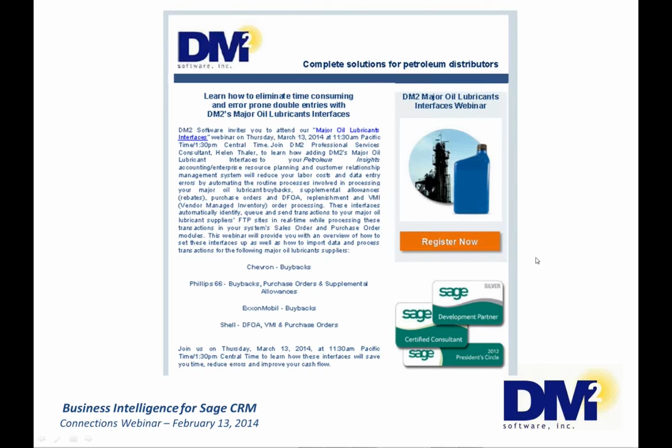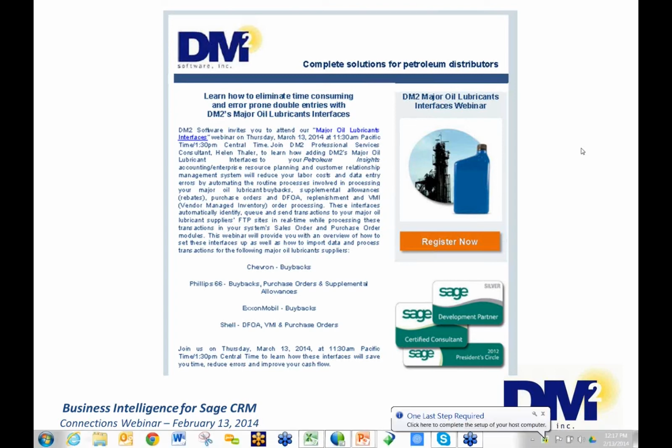Next month on March 13th at 11:30 Pacific, 1:30 Central Time, we invite you to join professional service consultant Colin to learn how adding our major oil lubricants interfaces to your system can help you automate a lot of the routine processes involved with processing Chevron, ConocoPhillips, ExxonMobil, and Shell lubricant transactions. These would be transactions for national accounts buybacks, what Shell refers to as deliver for our accounts, or DFOA.